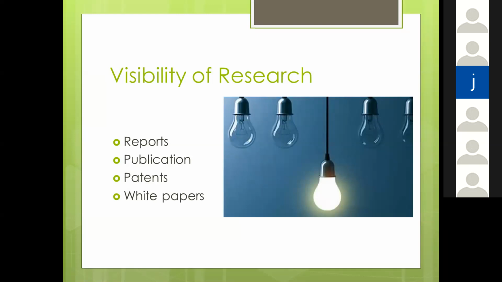Again, there is a complete lecture on how to make your research more visible. In fact, we take 2-3 classes on report writing, publication, how to file patents, how to write a white paper, what are the ingredients of a white paper, and how a report has to be compiled. So all these things are very, very important. How to write a research paper, in fact.